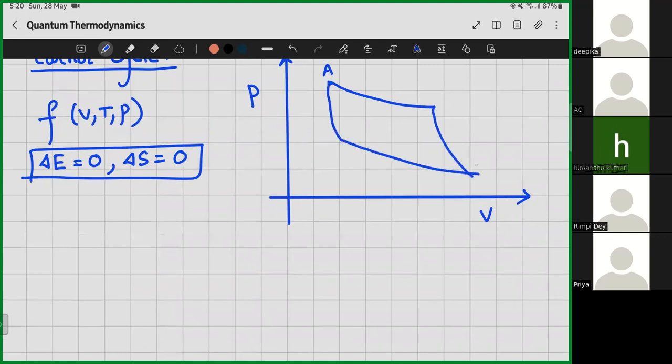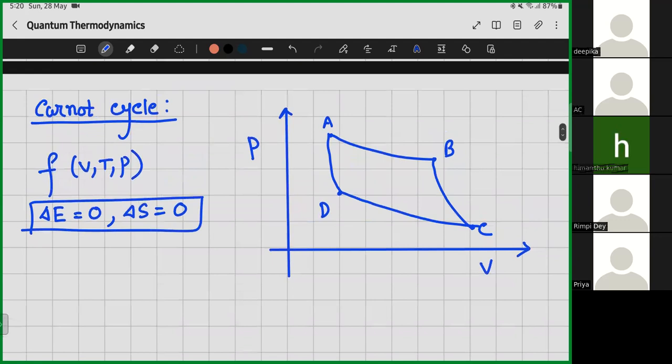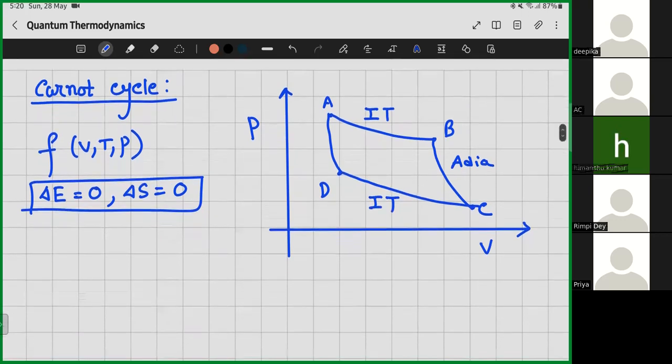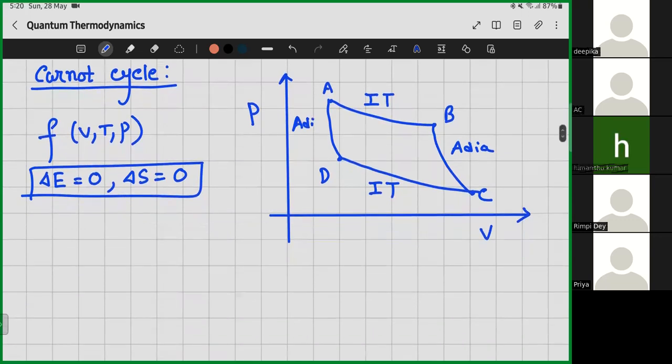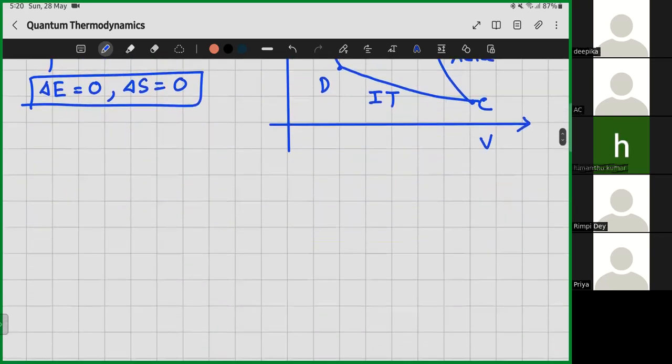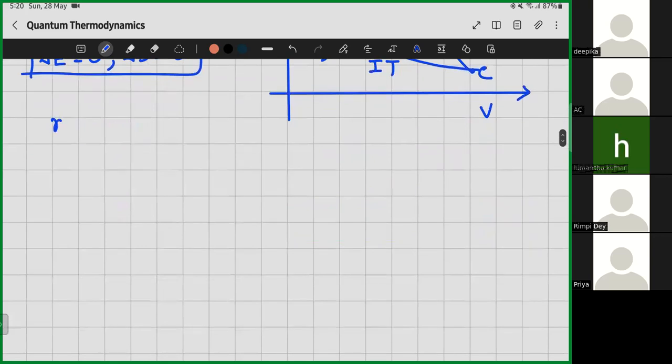So this is our Carnot cycle. The first is our isothermal process, where dT is 0, temperature is constant. Then this is adiabatic, again isothermal. I will not discuss the full derivation of the efficiency. We know that very well. I will just relate this cycle with quantum thermodynamics later. That's why I need to discuss the efficiency.